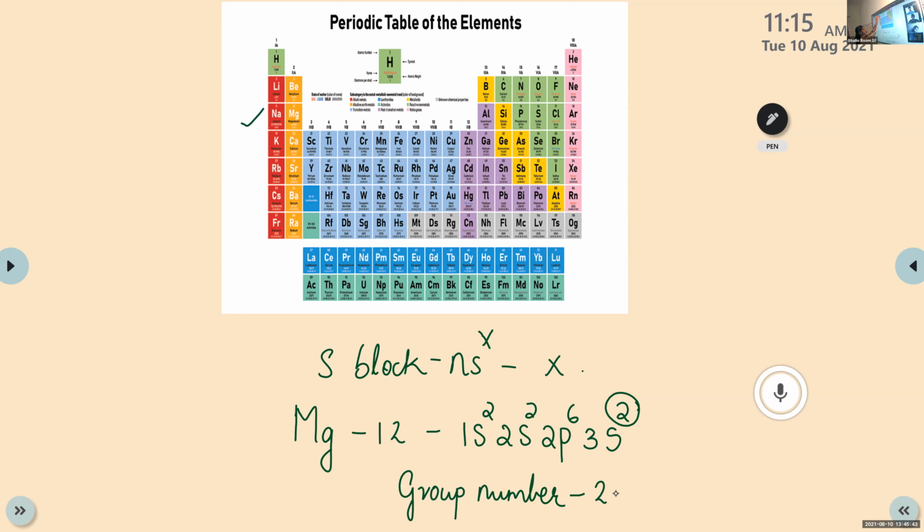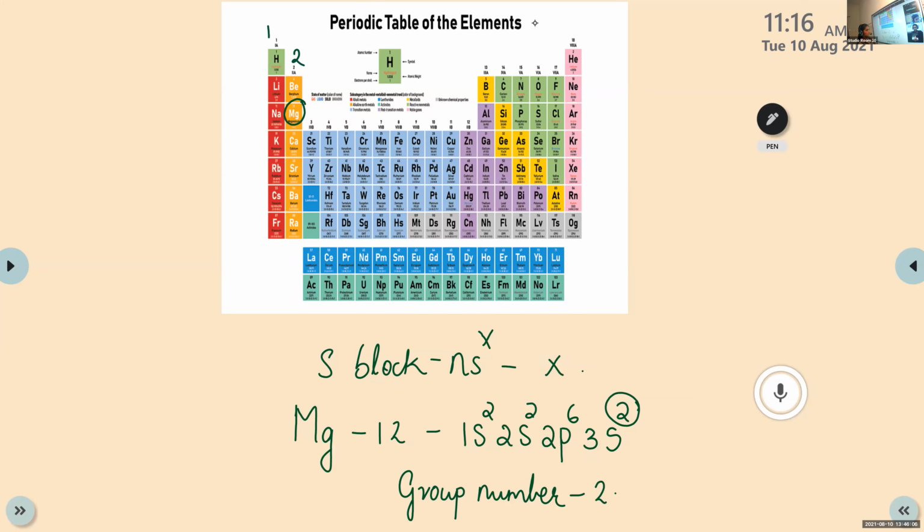Then please confirm it with the periodic table. What about the position of magnesium? Is it in group 2? Yes. Is it correct, children? This is the position of magnesium. This is the first group, and this is the second group.